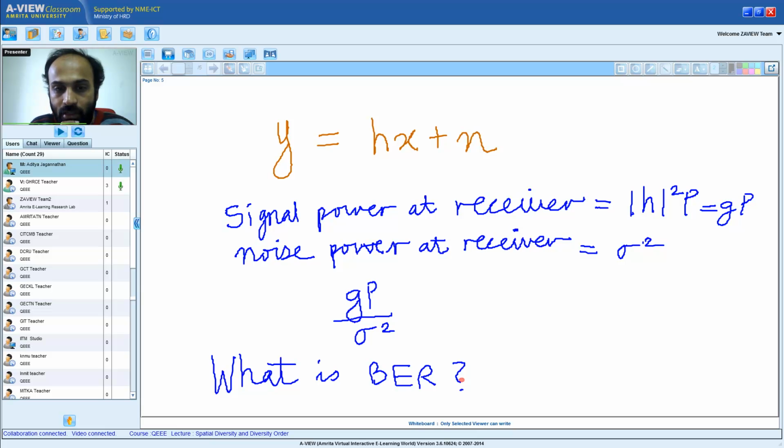Can someone tell me what is the answer? What is the bit error rate of this system now? I'm also giving you a hint. We don't need to go through the entire procedure that we went through earlier. We can simply give an expression for the bit error rate of this system. The SNR is GP over sigma square.